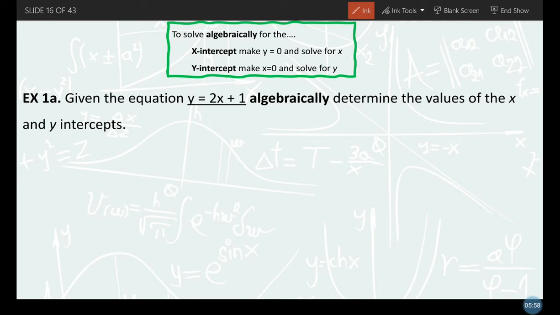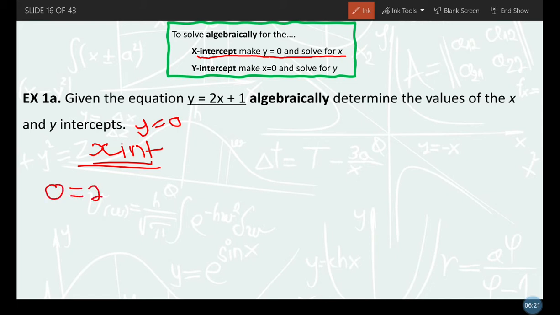So the first one says, given the equation y equals 2x plus 1, algebraically determine the values of the x and y-intercept. So I always kind of write this for myself. Okay, if I'm solving for the x-intercept, I need to make y equal 0. And I outlined that rule up here for you. So if I make y equal to 0, I'd have 0 equals 2x plus 1. And now I need to solve algebraically, or algebraically rearrange to solve for x.